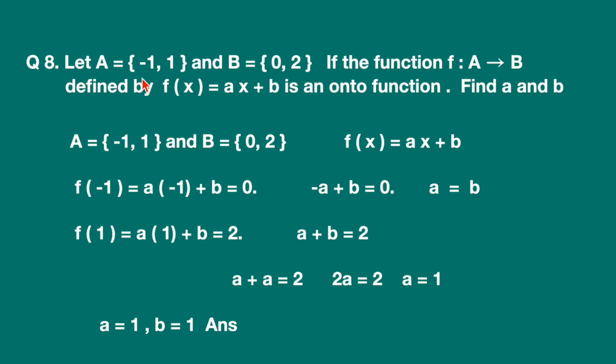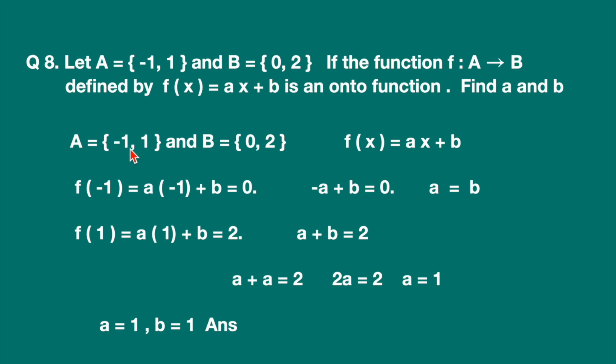Question 8. Let A is equal to {-1, 1} and B is equal to {0, 2}. If the function f from A to B defined by f(x) is equal to ax plus b is an onto function, find a and b. So first let us write down what all is given. Set A is given, {-1, 1}, B is {0, 2} and the function is given as ax plus b. Okay. So here what we understand is that it is an onto function. Okay. Onto function means this is the image of this element of A. So let's write it down.